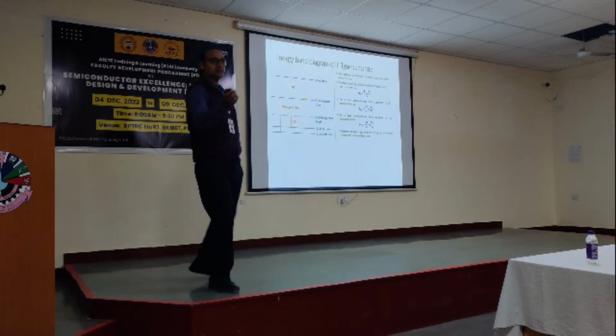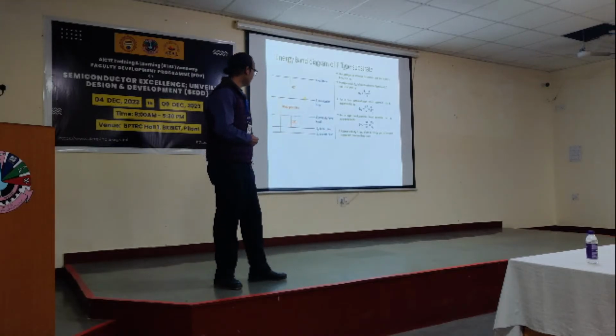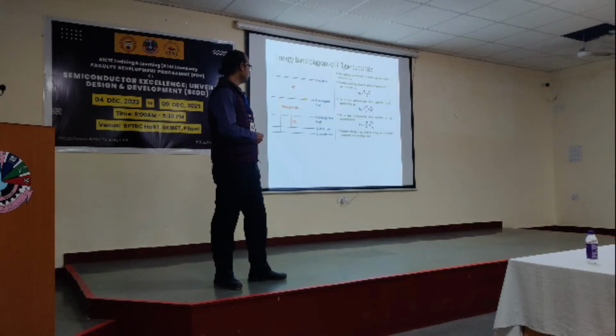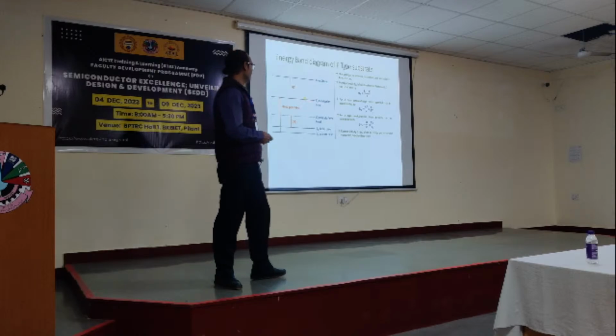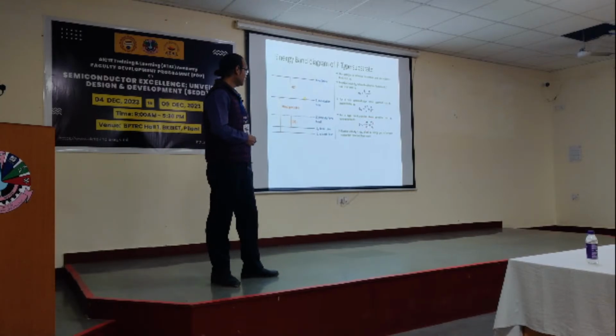I hope everybody knows that relation: energy equals voltage into charge. So phi f is in volts, multiplied by q it becomes energy, right? So q phi f should be equal to Ef minus Ei in case of n-type semiconductor, because in n-type the Fermi level lies above. Finally, the formula for this Fermi potential is kT by q ln Nd upon Ni in case of n-type semiconductor. Here we have drawn it for p-type semiconductor.